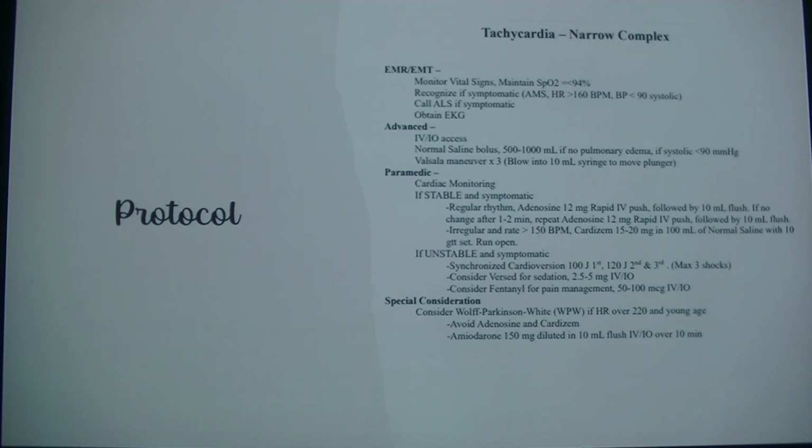So if we look at our protocol here, we'll go down and we'll say, okay, monitor vital signs, recognize if it's symptomatic, so we have a heart rate greater than 160, blood pressure less than 90, so call for ALS if symptomatic. Advanced are going to start an IV/IO. We're going to give a normal saline bolus, and we're going to check for pulmonary edema. We're going to try a Valsalva maneuver ×3. All right, so we're going to get down to the paramedics.